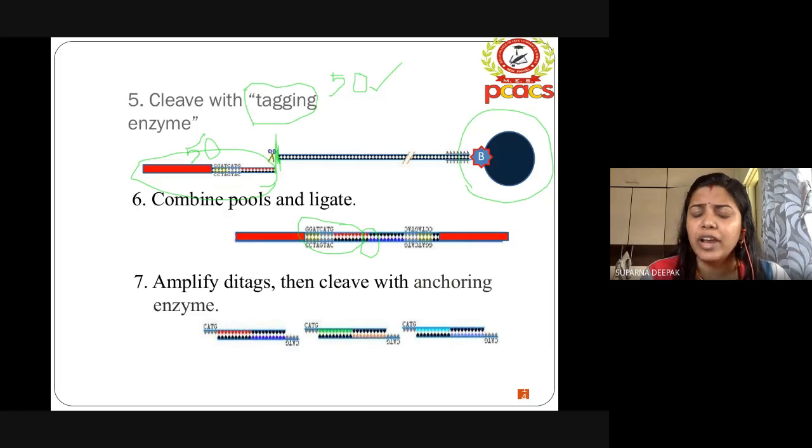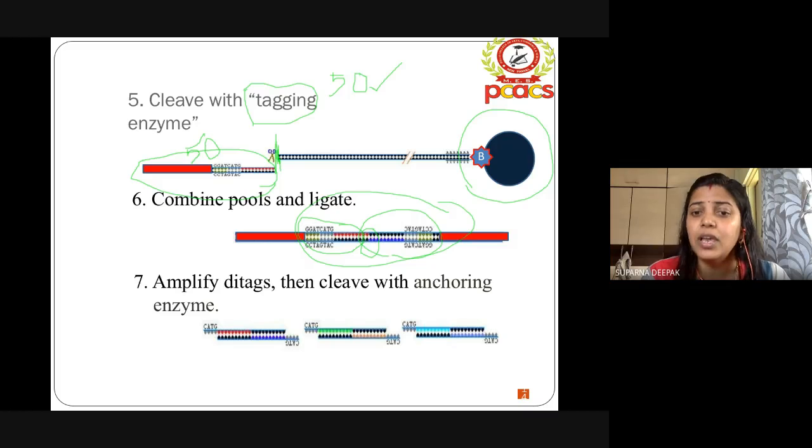This molecule you are getting from one mRNA, and this molecule you are getting from another mRNA. Now they are combined together because they are being cut with the same enzyme, so the same complementary ends would be produced. So this becomes a ditag.